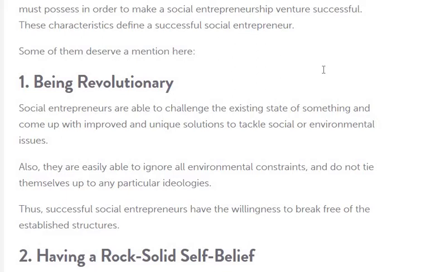And how do they do it? Through their unique solutions, their unique ideas, rational decision making. If they are rational towards their decisions, it means they are a good social entrepreneur.